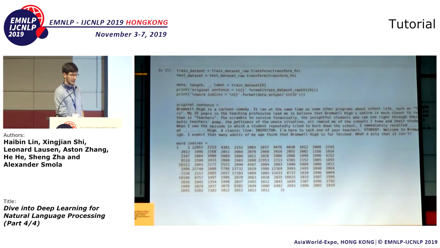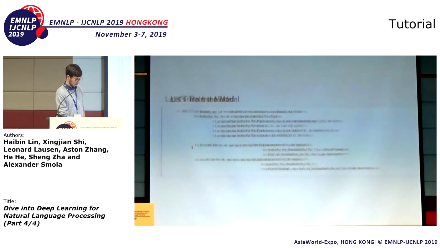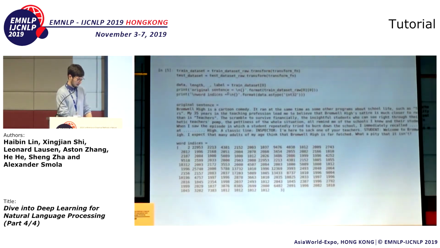If we apply this transformation function to our dataset, we get our preprocessed dataset. And we can look at a sample. For example, the original sentence here would be something about this Bromwell High cartoon comedy, and we will also now get the tokenized BERT indices. It will just look like this. But we can also look at the label.